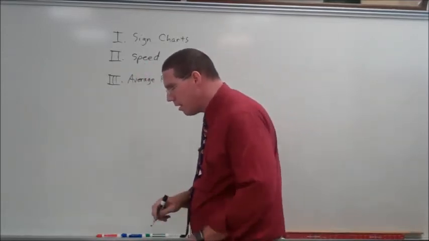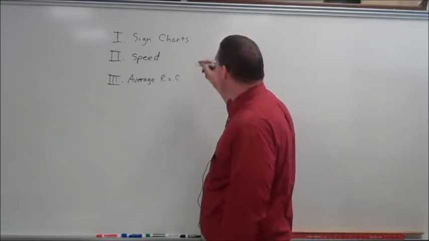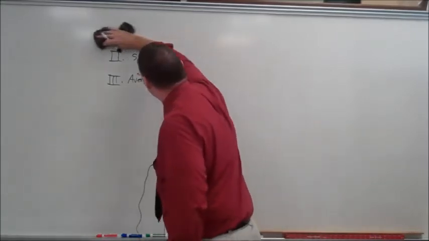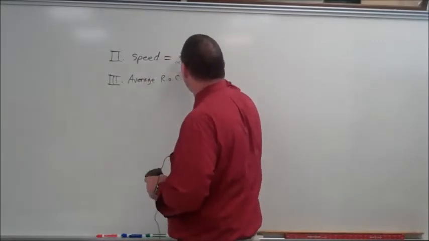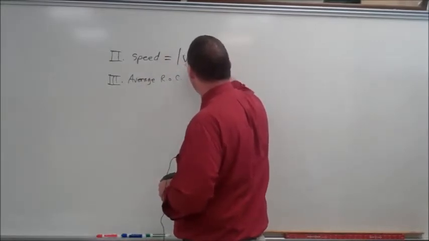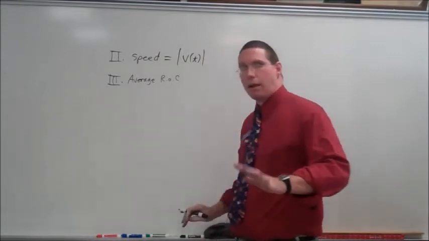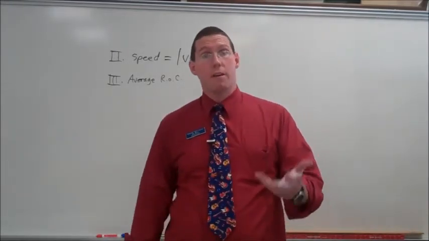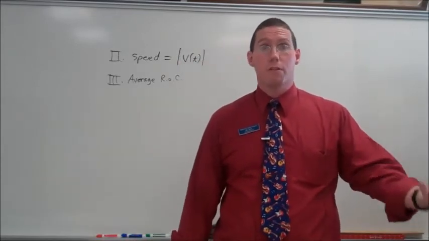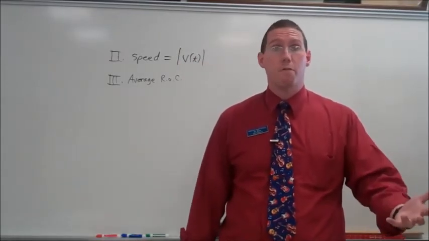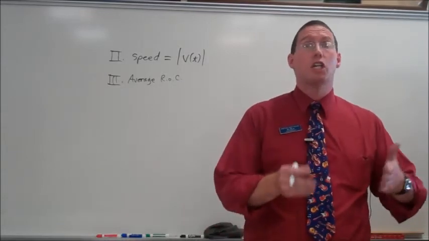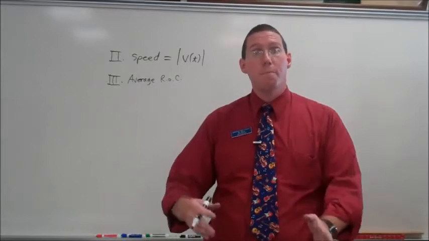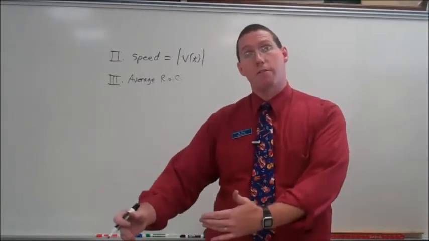Now, speed. The speed function is the absolute value. I already said this before. It's the absolute value of velocity. All you have to do is get rid of the sign, positive or negative, of velocity, and you have the speed. So if velocity is -35, the speed is 35. It's just moving at a speed of 35 in a negative direction. If the velocity is +40, the speed is 40 and it's moving in a positive direction.